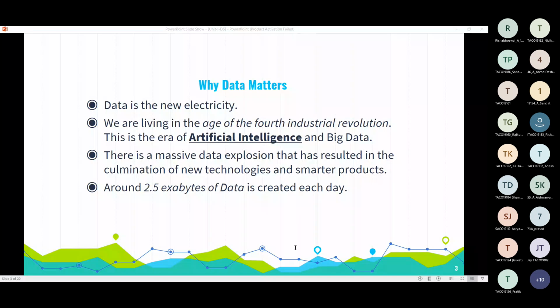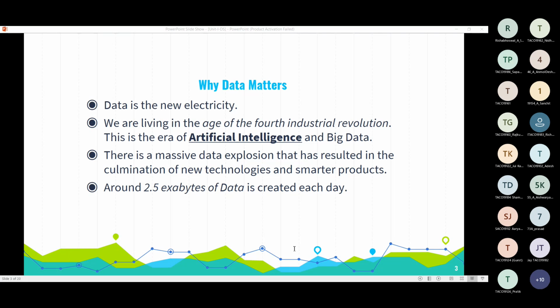Philosophically, we can say that data is the new electricity. We are living in the age of the fourth industrial revolution. This is the era of artificial intelligence and big data, as all of you know. For artificial intelligence and the field of big data, what we require is data, and that is the reason data matters to us. There is a massive data explosion that has resulted in the culmination of new technologies and smarter products as well. In general, around 2 exabytes of data are created every day.